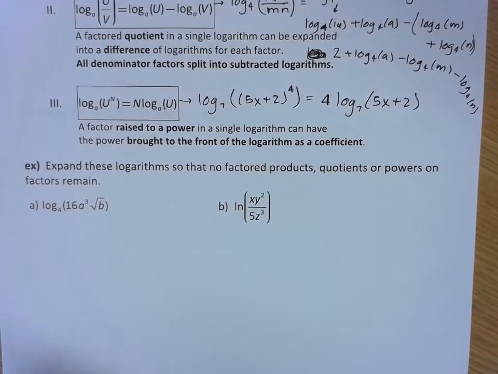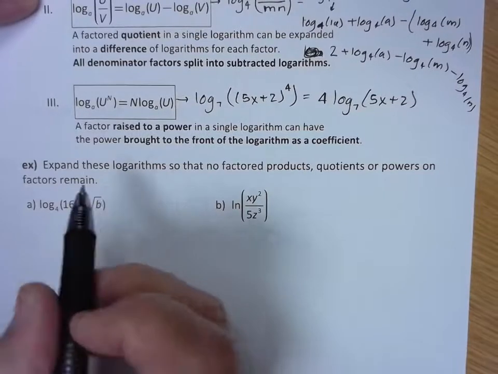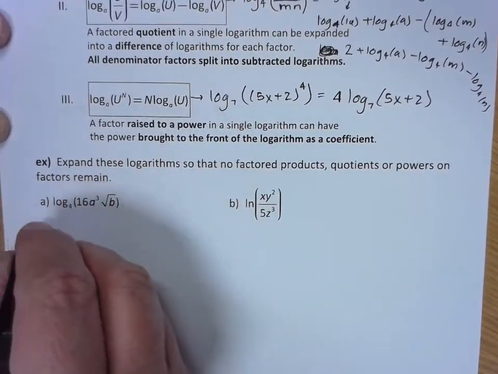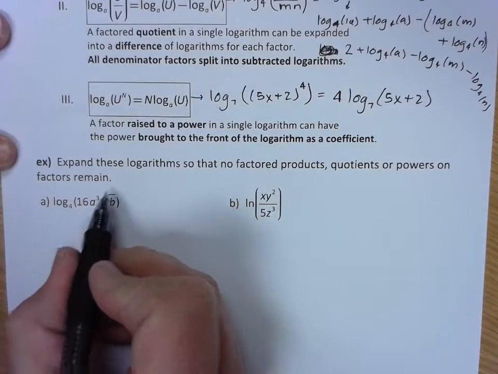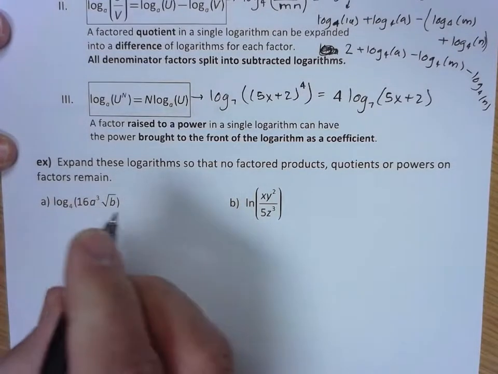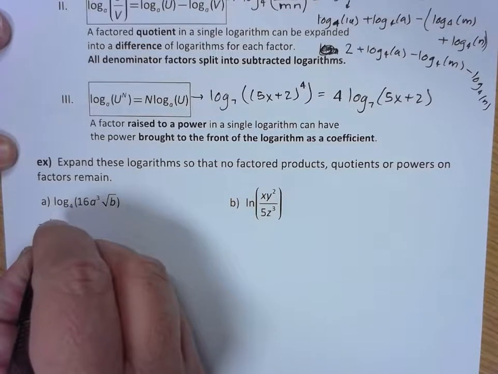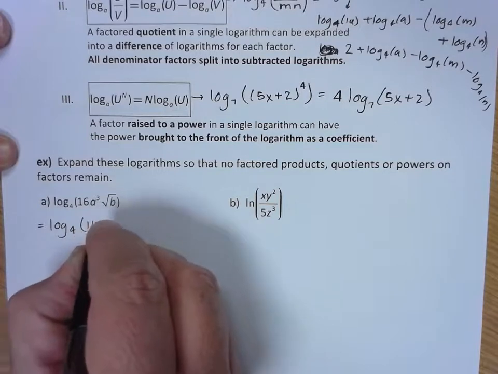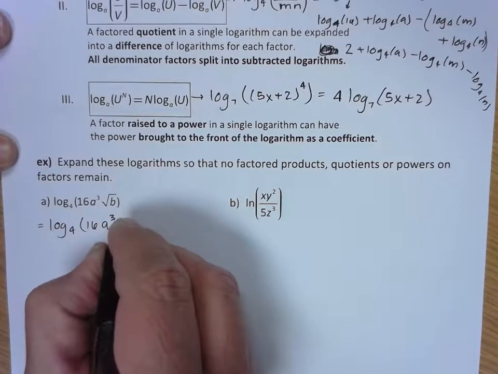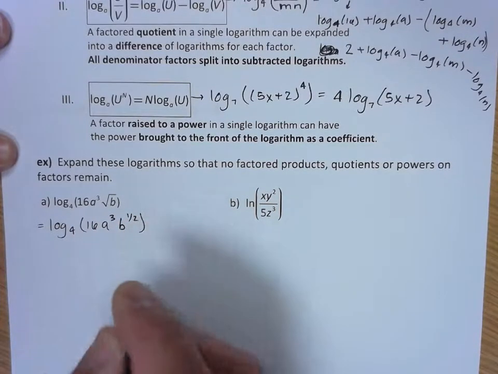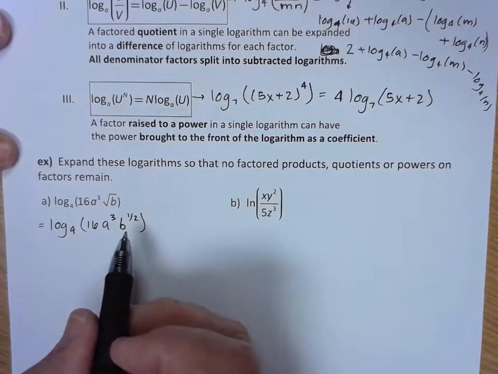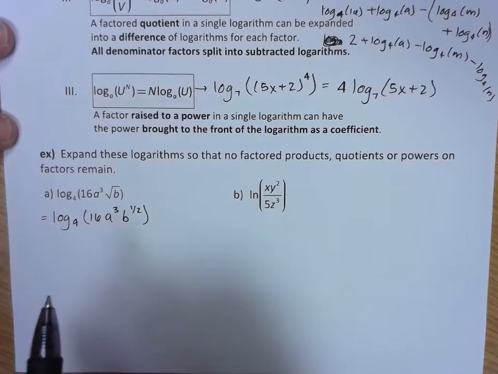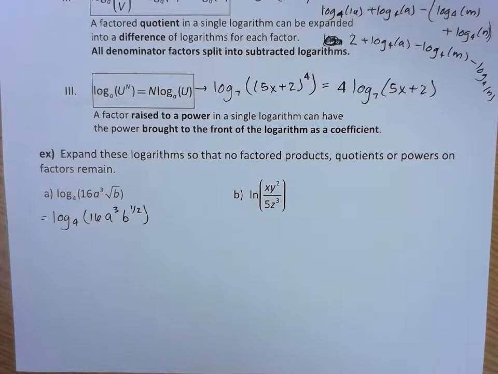So if I start with this first one, if it's written this way in the textbook, one thing you're going to want to do as you're writing it in your notebook is rewrite any square roots or cube roots, anything written in root form, in exponential form. So write this as log base 4 of 16 a to the third times b to the 1/2, because we'll see why when we get to expanding it. Radicals always need to be written as fractional exponents before you do your expansions.